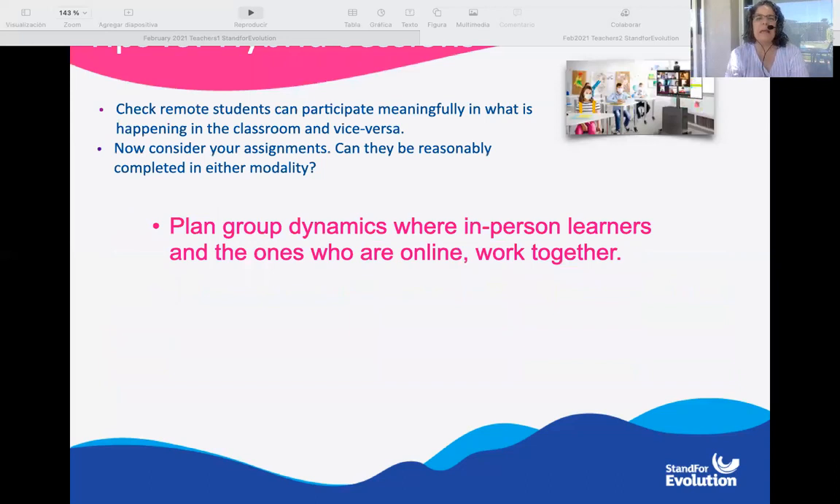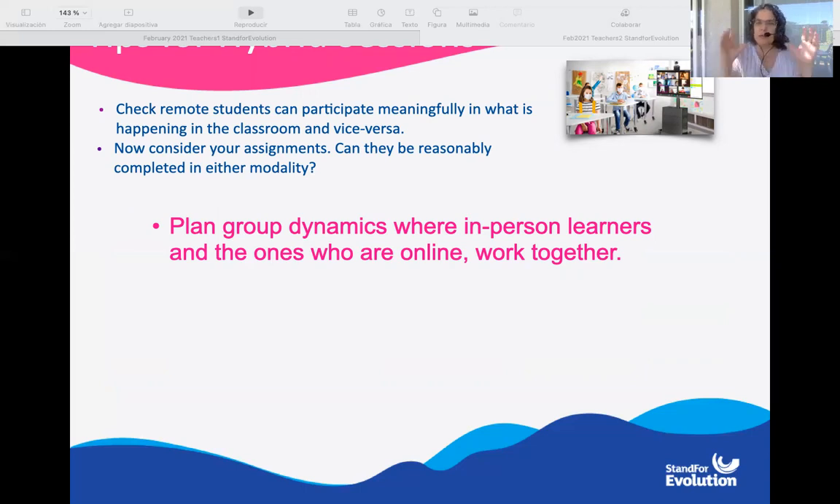Now, the other two tips that I want to focus on are how the students who are online can participate meaningfully in what is happening in the classroom. This is very important, not to think that you are working with the learners in the classroom and the others are watching. No, we are all together in the course. We are all together learning here. So we have to put those two worlds together.